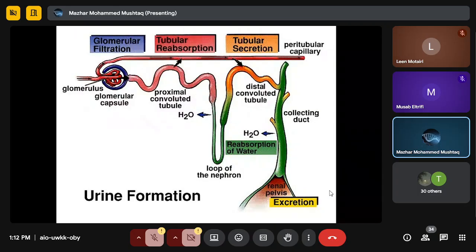Same thing here again. You have glomerular filtration, tubular reabsorption, and tubular excretion. All these things are first filtered, then reabsorbed, then sent back again to the distal convoluted tubule. Water is absorbed mostly in the collecting duct, and then you have concentrated urine which moves to the renal pelvis and is then excreted.